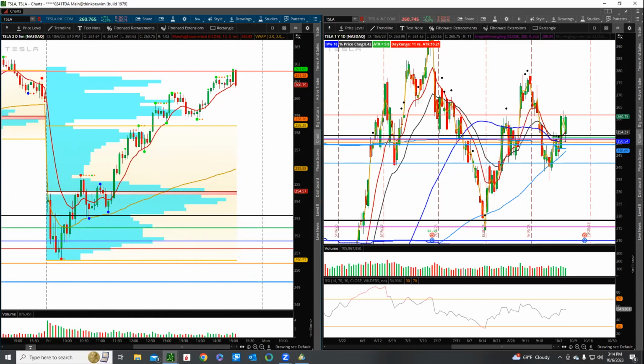Let me move this. I've got a chat pane I need to move out of my way. Let's go and look at the higher time frames.